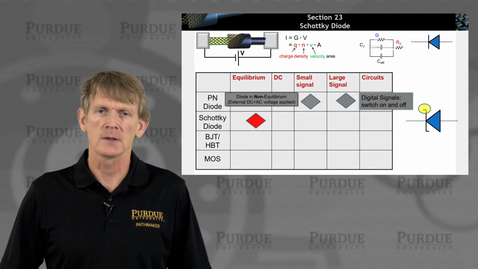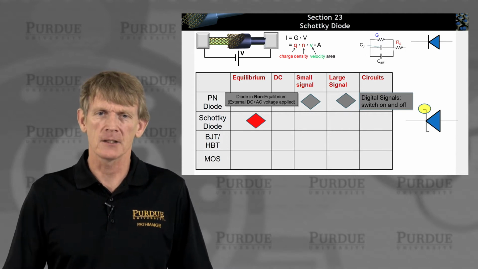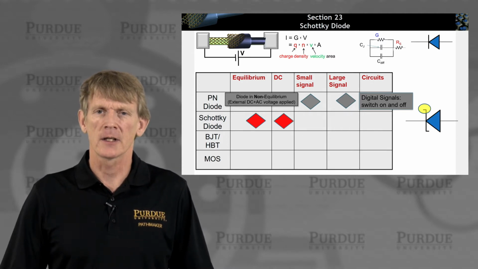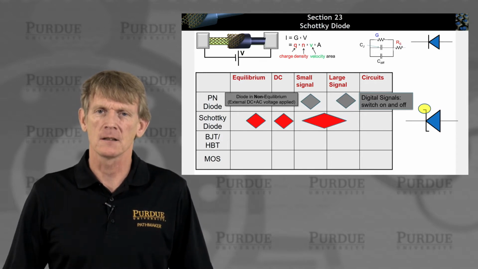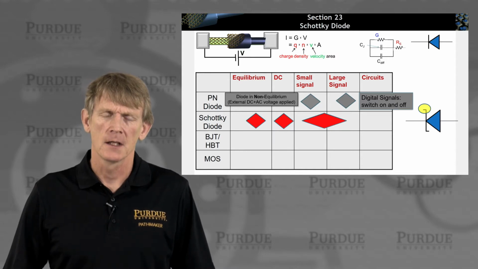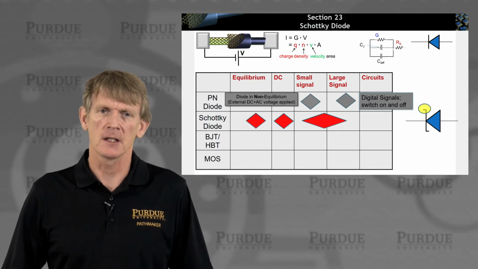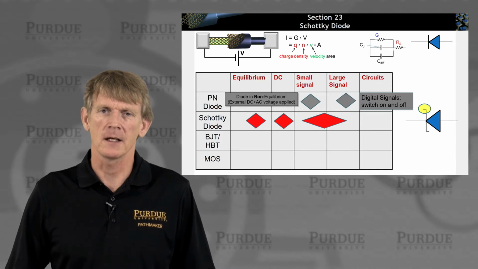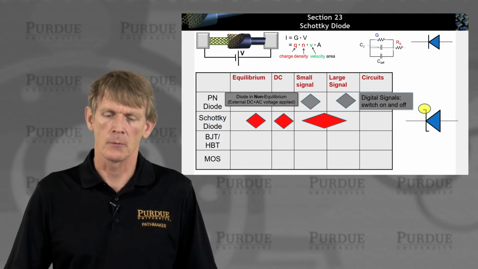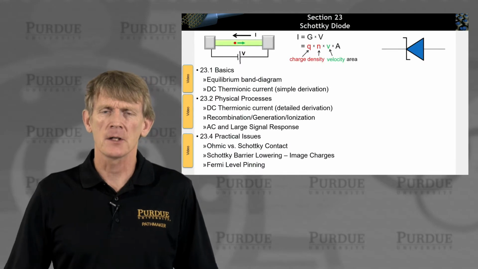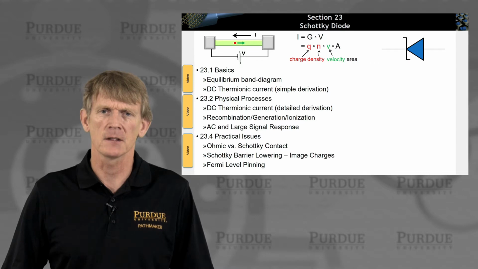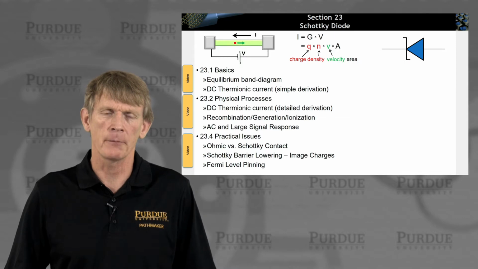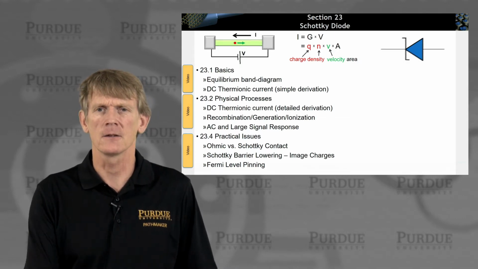We're going to look at, of course, the equilibrium band edge diagrams at first, and then look at DC, and then expand into small signal and large signal device performance. And you'll see this is a pretty special device. It's a majority carrier device, so we can handle small signal and large signal combined. All right, so here's the outline of this section. We'll talk some basics, band edge diagrams, and a simple current derivation, and then we'll look at physical processes, and then some very practical issues for these Schottky diodes.